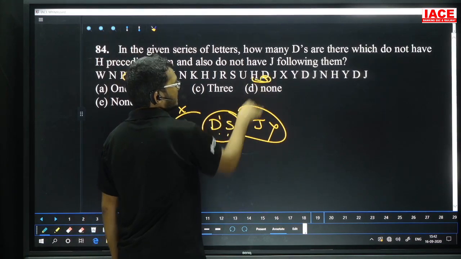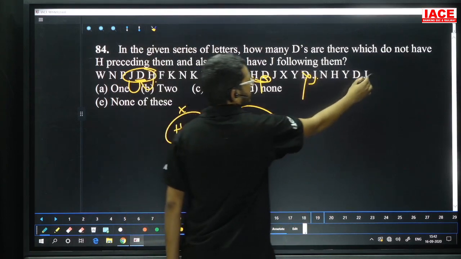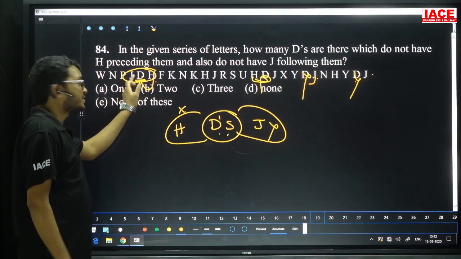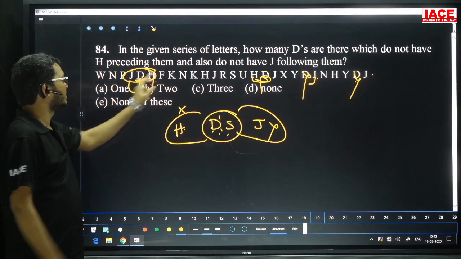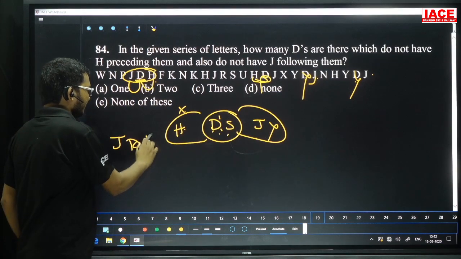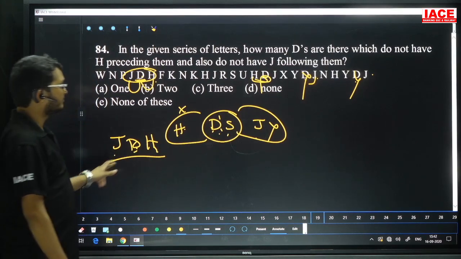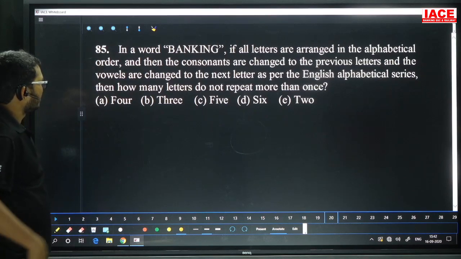Next, D before H, this one no chance. Next, D after J, no chance. D after J, no chance. Then what is the simple answer? Only one pair: D before is not H, and after is not J. Yes, J D H, spend J D H. Here D before is not H and D after is not J. So here we are having only one pair. So what is the answer? Only one. Option A.